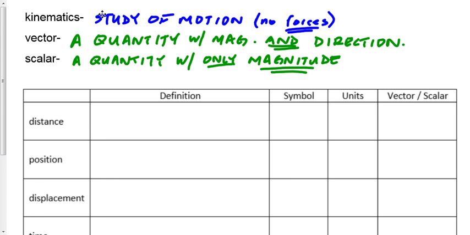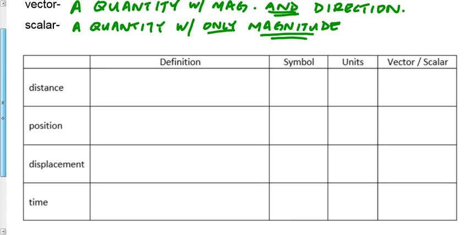So a vector is a quantity with magnitude and direction, whereas a scalar has only magnitude. Good? Okay, this is the meat of today. This table is the meat and potatoes of today. I want to define some terms, some of which you may be a little bit familiar with already. I want to give you the symbol for them, the units, like kilometers per hour for speed, and then we want to distinguish whether each of these are a vector or a scalar. And then we want to be able to find some of these variables, and then we'll call it a day.